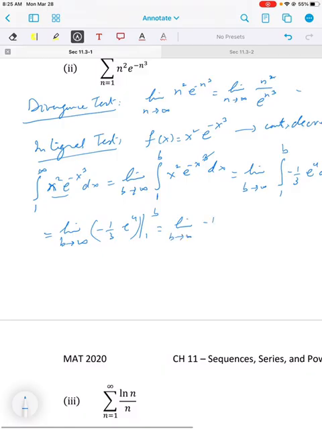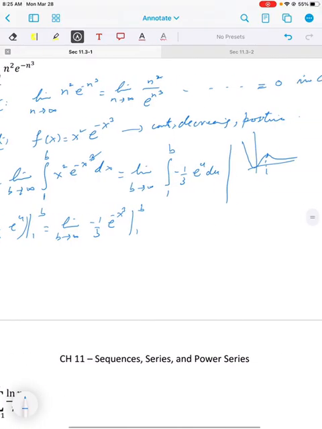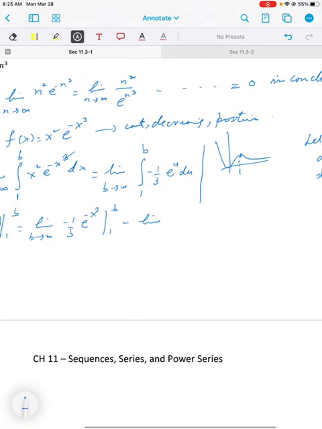or limit as b goes to infinity of minus 1 over 3 e to the minus x cube, from 1 to b. Plug in the limit, so we get limit as b goes to infinity of minus 1 over 3 times e to the minus b cube minus e to the negative 1. So negative b cube and negative 1: e to the minus b cube minus e to the minus 1.